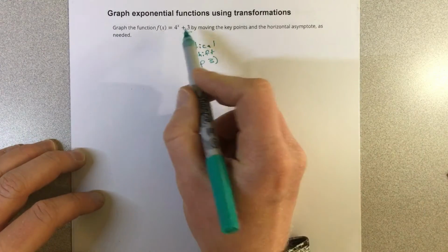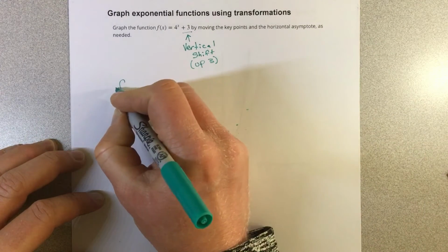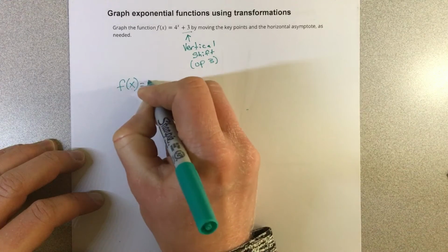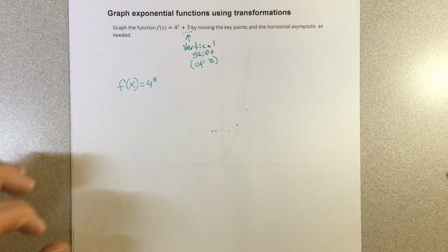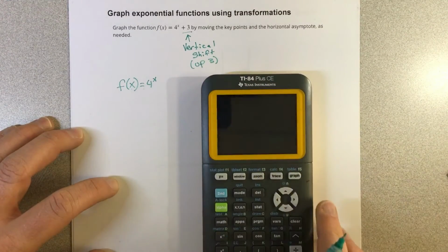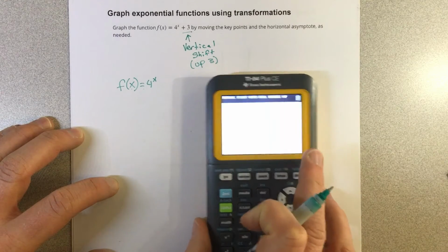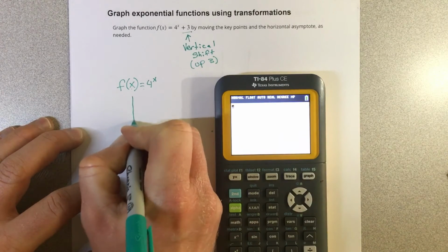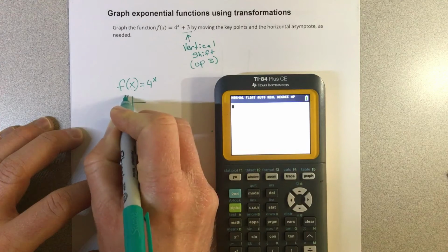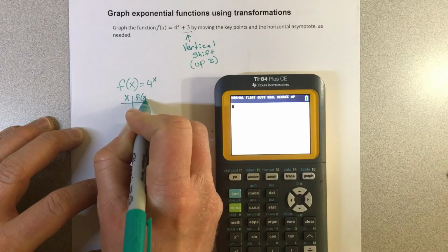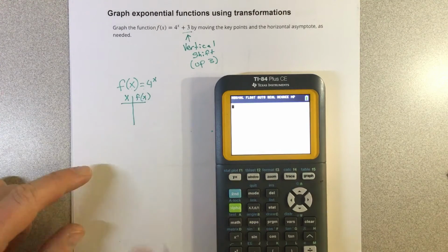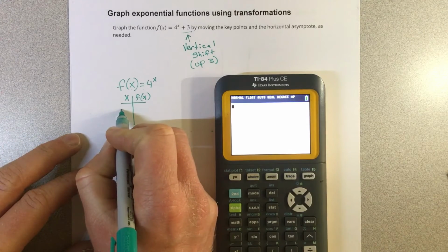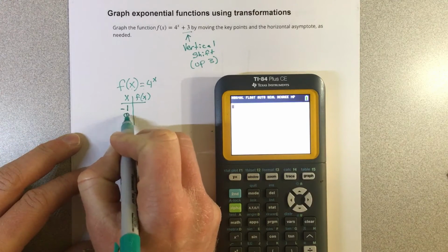Now before we deal with that, I want to graph f of x equals 4 to the x. So if I want to graph f of x equals 4 to the x, I'm going to make a little t-chart. X is the input, f of x is the output. And I'm going to plug in some numbers. Let's plug in -1, 0, and 1.